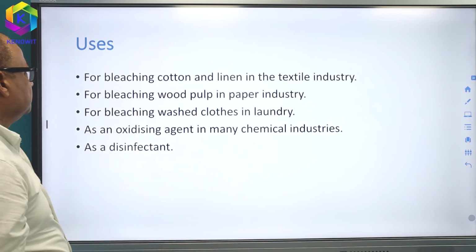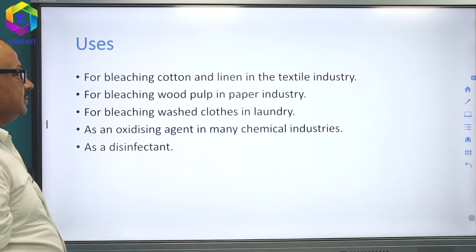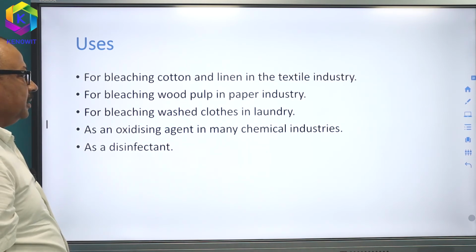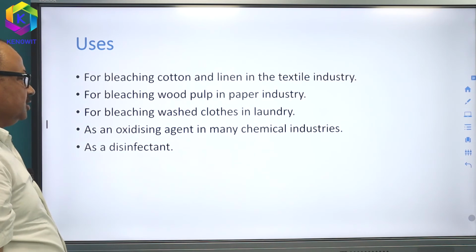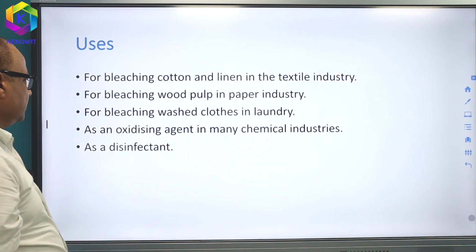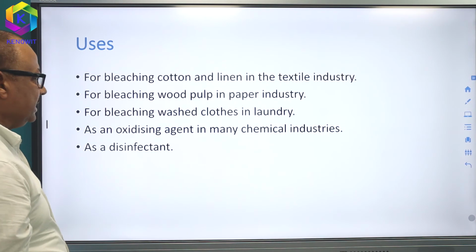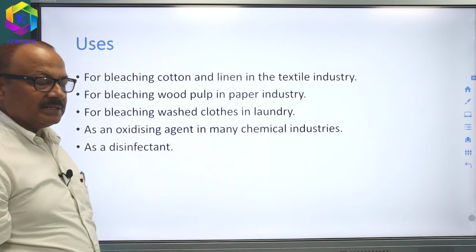Then uses: bleaching cotton and linen in the textile industries, bleaching wood pulp in paper industries, bleaching washed clothes in the laundry, and as an oxidizing agent in many chemical reactions and a disinfectant.